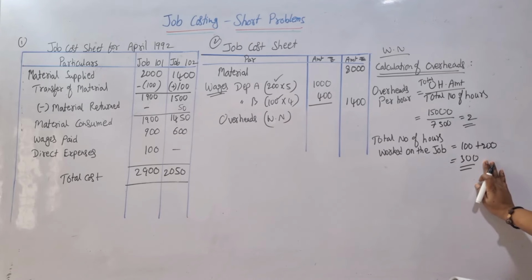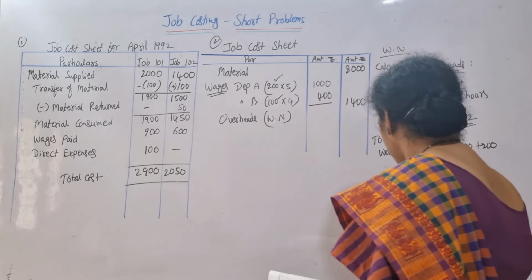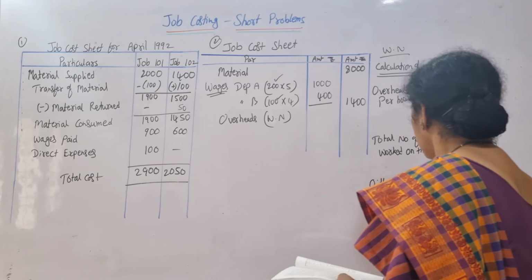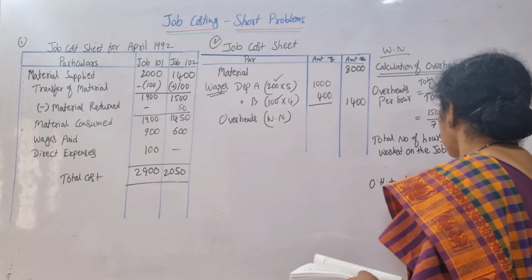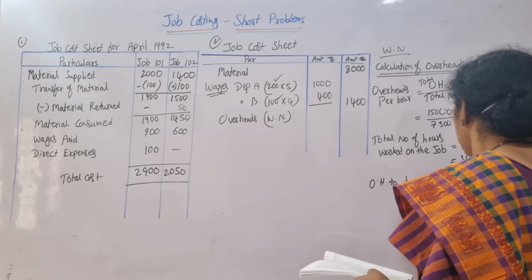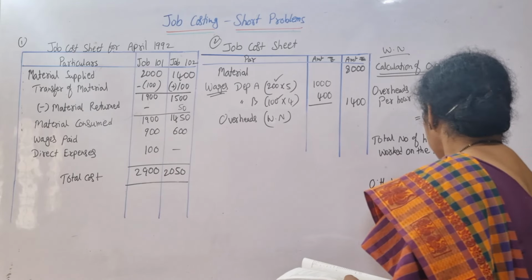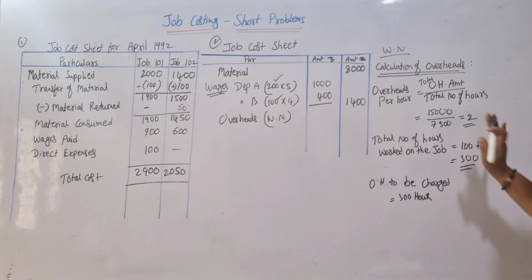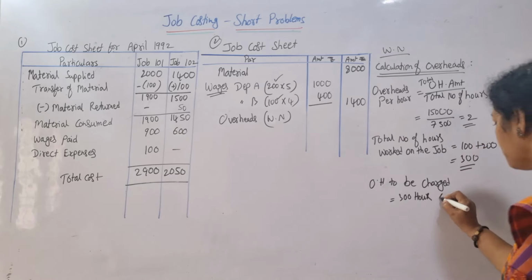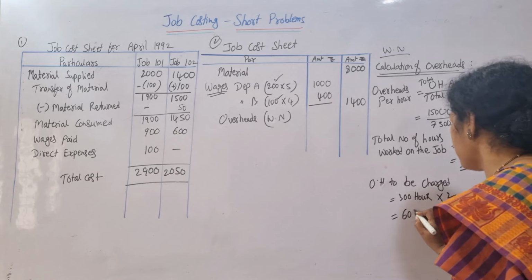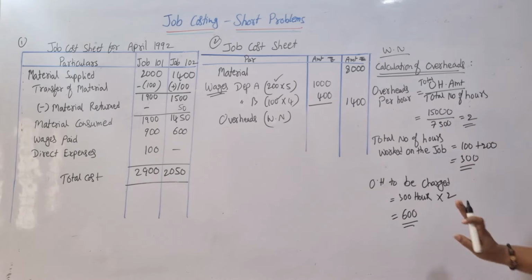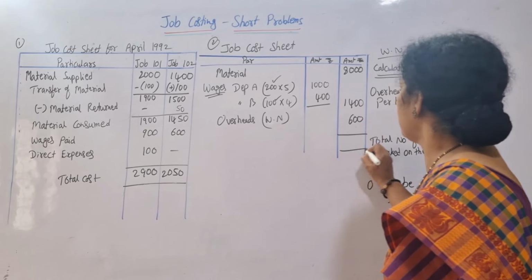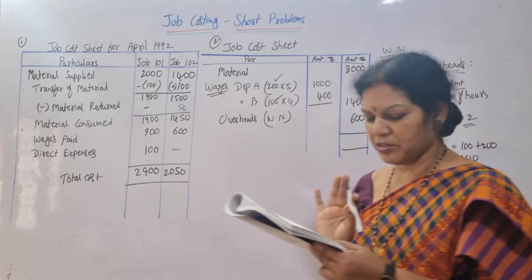Total hours are 300. Now step number 3 is overheads to be charged. So for 300 hours, overheads per hour is how much? You got 2 rupees, 300 into 2. You are getting 600. So total overheads to be charged is 600. Okay, 600 will write here. So if you total, that's all we have, only this is the information.